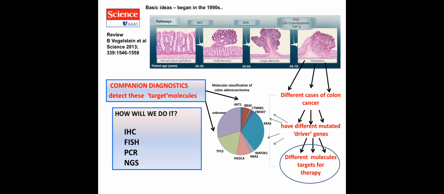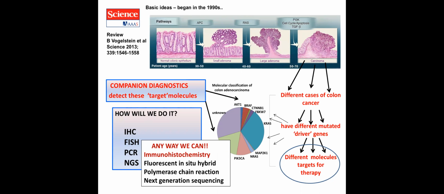How do we do that? Well, basically any way we can. Whichever method works most effectively, whichever method we actually have in the lab, and whichever method we can actually afford and validate. I'm going to confine my comments today primarily to immunohistochemistry.